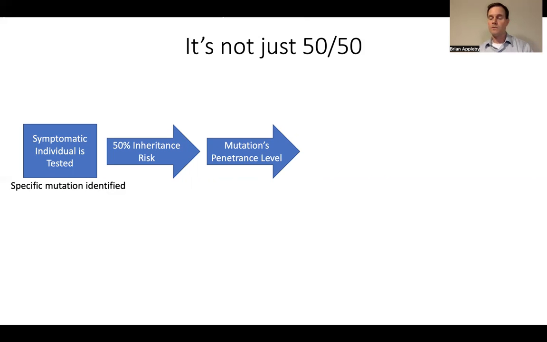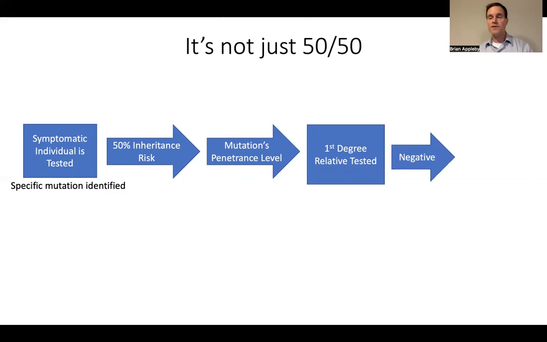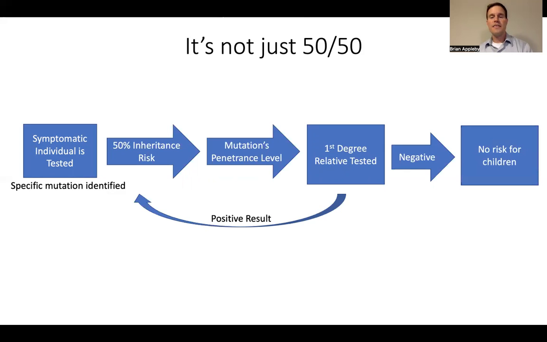That's important to know. So then that first degree relative that knows that they're at risk, they get tested. They're negative. And if they're negative, then there's no risk for their children, right? It's done. You don't have to worry about it anymore going forward. However, if that first degree relative gets tested and they're positive, then their children would also have to go through the same calculation, basically.